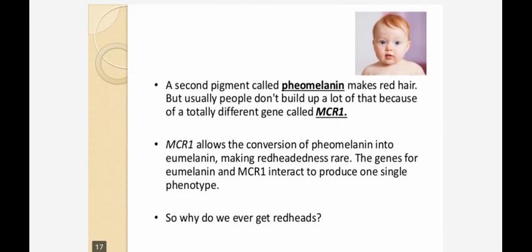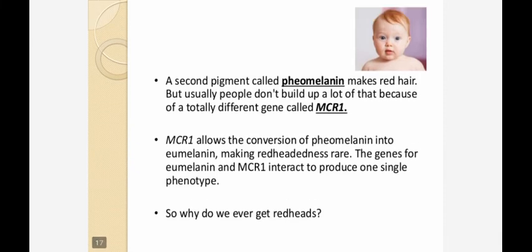Next, another pigment, pheomelanin, masks the red hair, but usually people don't build up a lot of that because of a totally different gene called MC1R, which allows conversion of pheomelanin into eumelanin, making the redness of hair.